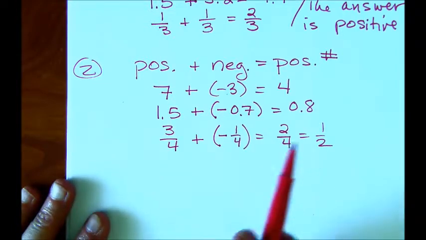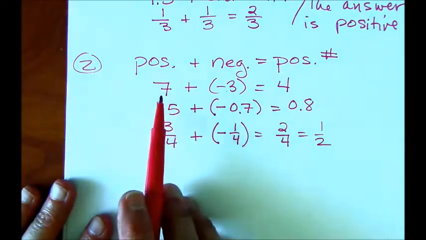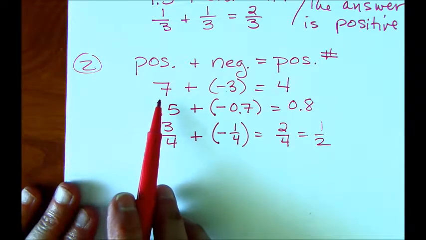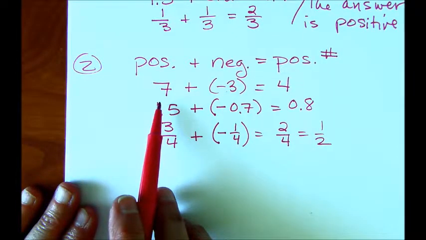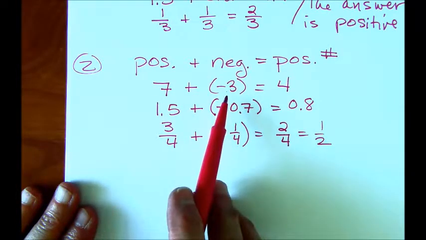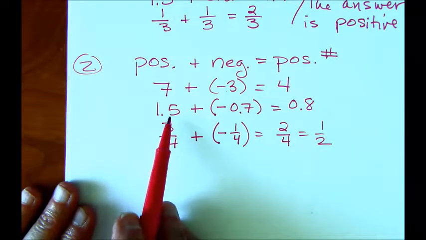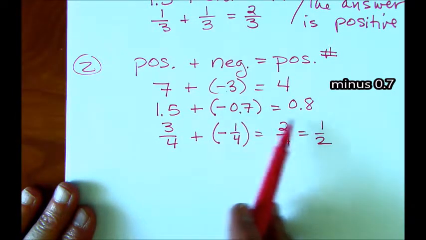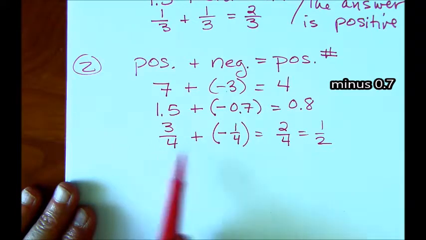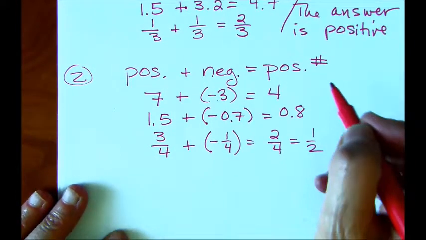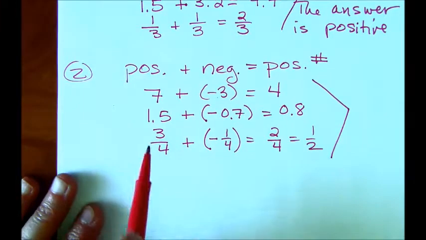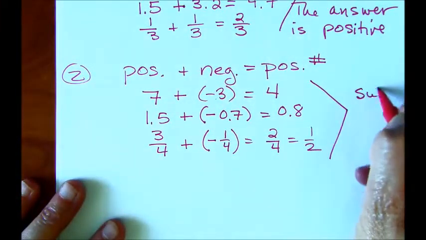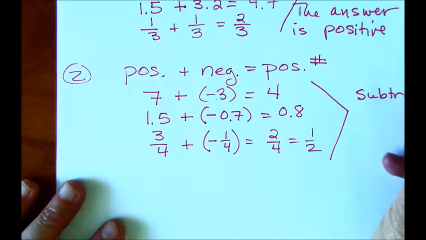Now notice our answers are smaller than the numbers that we're starting with, the positive numbers. What's happening here is we're actually subtracting. So 7 minus 3 gives us 4. 1 and 5/10 minus 7/10 gives us our answer. 3/4 minus 1/4. So to figure out a problem in which you have a positive and a negative, you always want to subtract or find the difference.